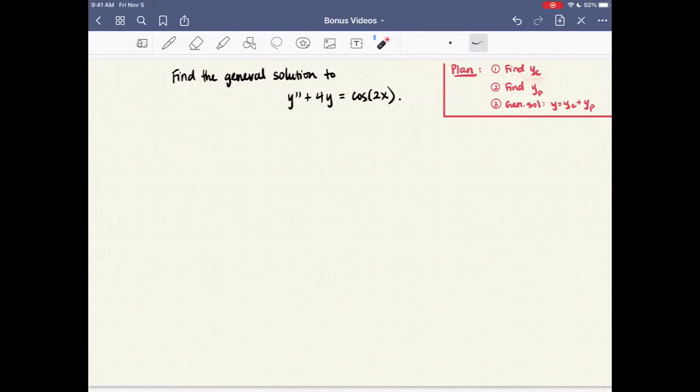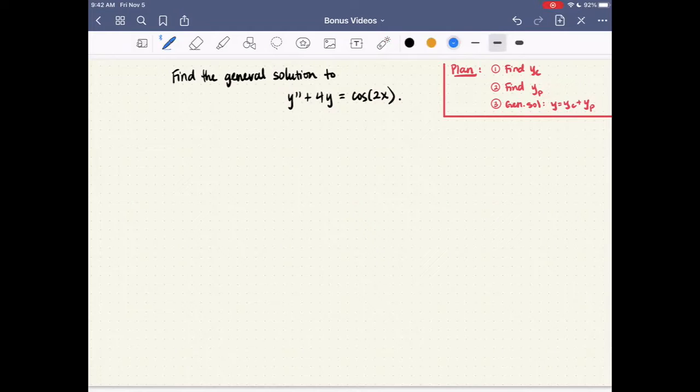which I'm going to denote y sub c. That's the solution to the homogeneous problem. Then we'll find a particular solution, which I'll denote y sub p. And our general solution to the original problem is going to be the sum of the solutions that we find in steps 1 and 2.